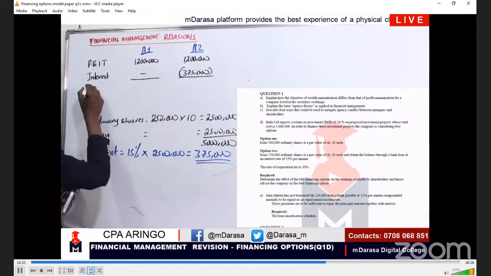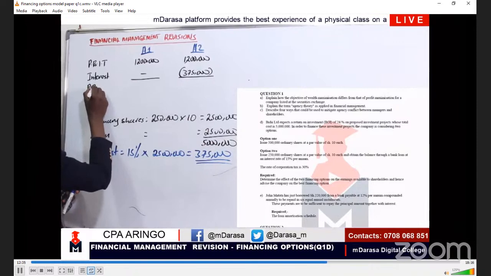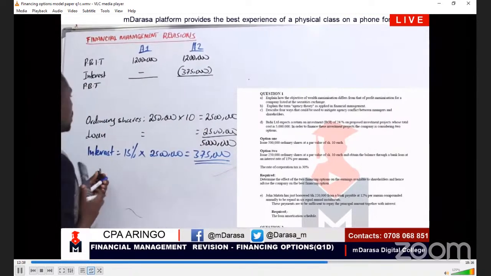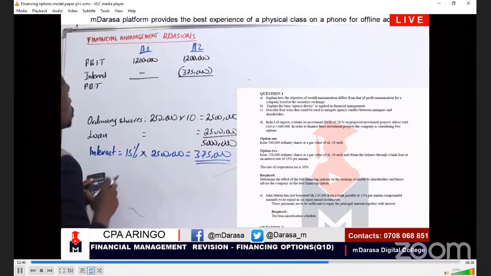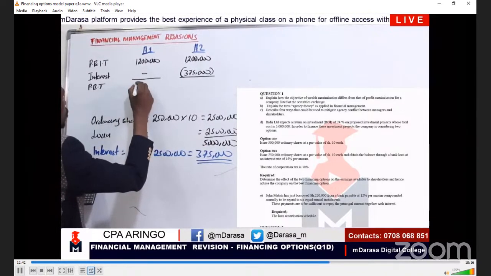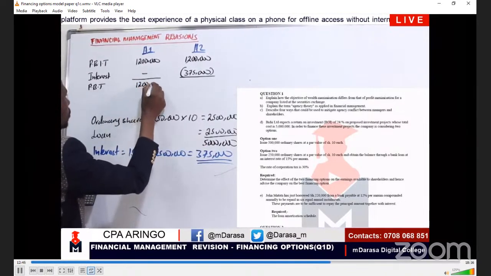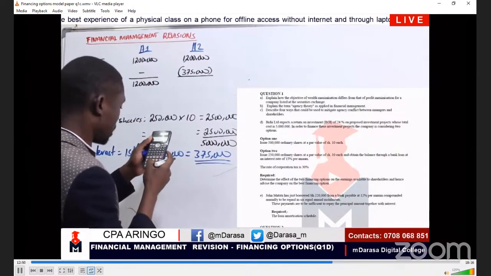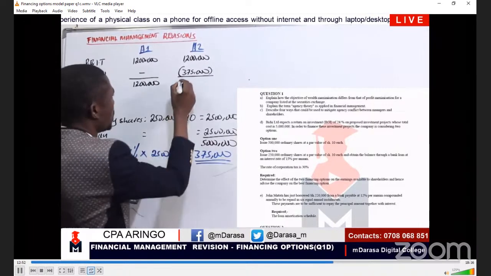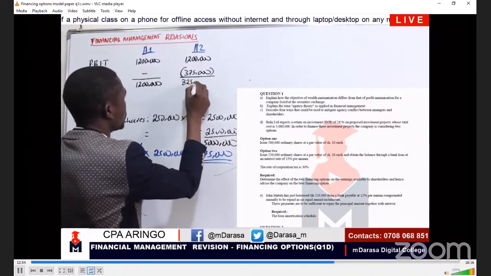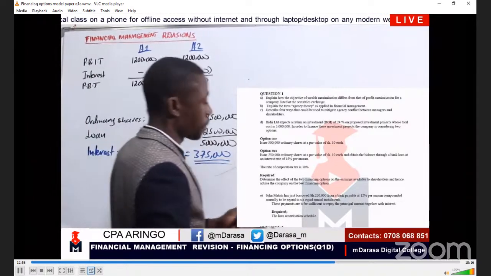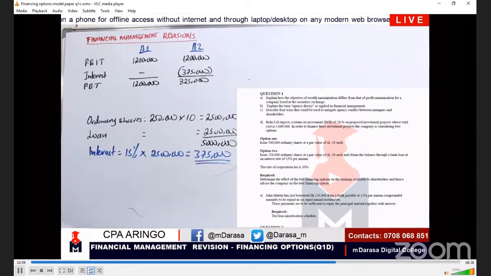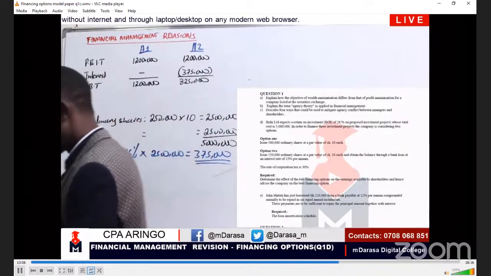So that my profit before tax, in the first case, I'm going to have 1.2 million under option one. Option two, profit before tax, I'll be having 1.2 minus 375,000, which should give us 825,000. I believe up to that point we're together. We are on the same page, right?